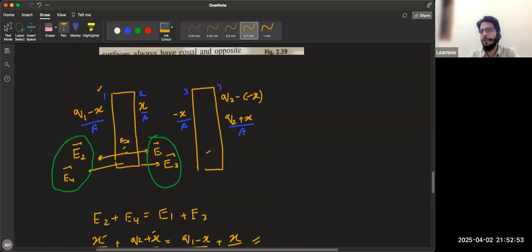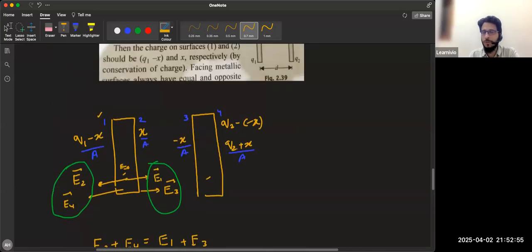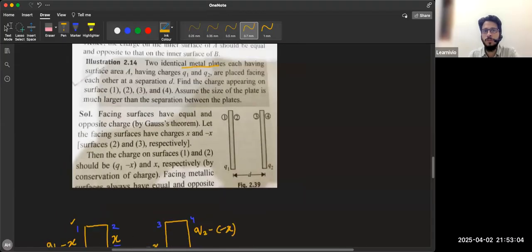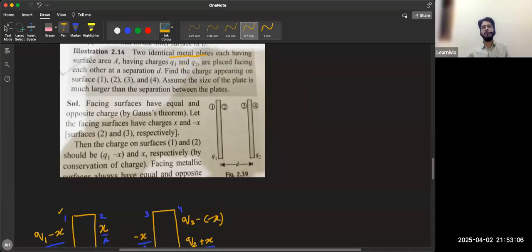So if instead of one plate you have two plates, then you have to do division of charge, and then using the fact that electric field inside a conductor is 0, you can calculate the charge on the individual faces. Note it down. So that was about Gauss law. After Gauss law, we'll move on to potential.